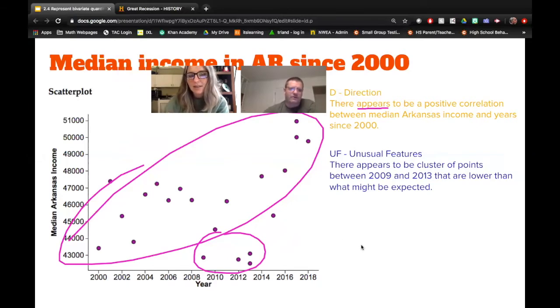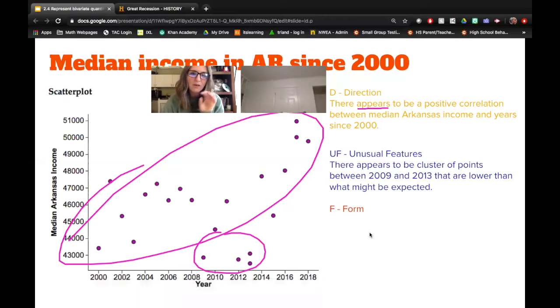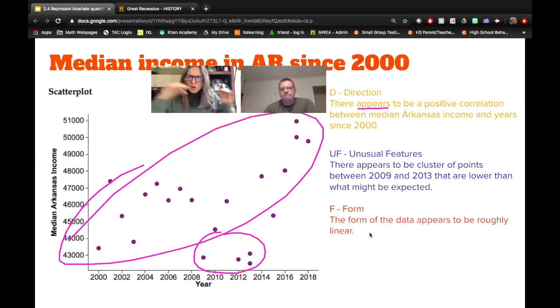I'm going to mute for a second while you keep going, and I'll keep writing. And then we're looking at form next. Remember, when we talk about form, we're saying, is it linear, is it not linear? Well, guys, you've got to kind of blur your eyes out for this one. Ignore that cluster down there and say, can I say it's linear? Yeah, I could say that it's roughly linear. Is it super linear? No, but it does appear to be roughly linear.